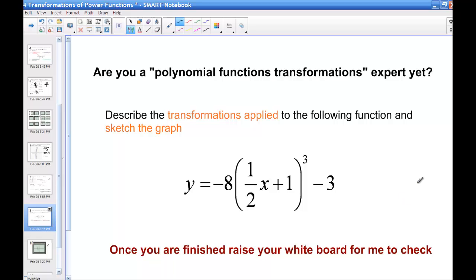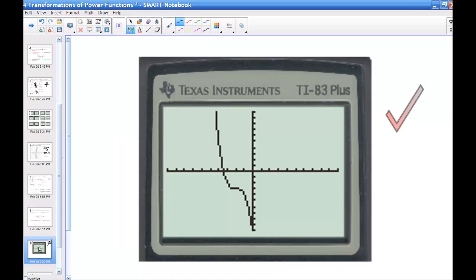Try to describe the transformations that have been applied to the following function. Sketch it. Do not forget, whenever you do not have brackets and x has a coefficient that's not 1, you have to factor out the k-value. Here, the coefficient beside the x is 1/2. You need to factor it out before you can proceed with sketching the graph and applying the transformations. And here is what your graph should look like.